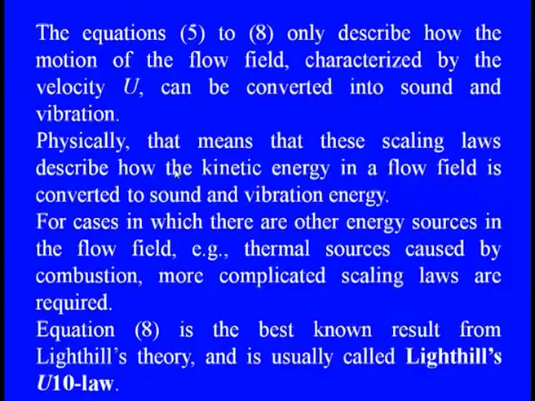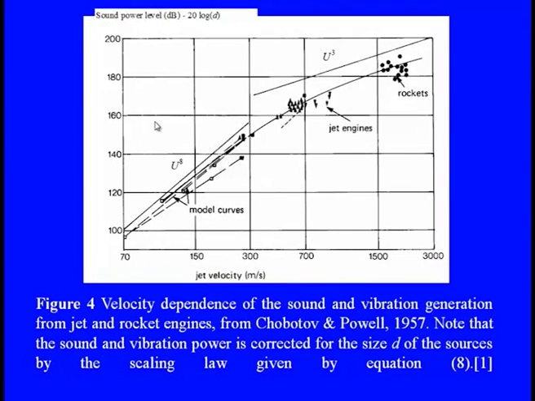The equations which we showed, for the quadrupole, the dipole and the monopole power generation, are called the Lighthill U8 law. It clearly shows how, in Lighthill's theory, the fluid velocity creates vibrations and at the same time sound in the system when the fluid flows. We can see the variation of the sound level, how much sound is created when the fluid velocities are there through the jet. So the velocity dependence of vibration and sound generation depends on two main features: how much waves are generated, and what the fluid velocity is.